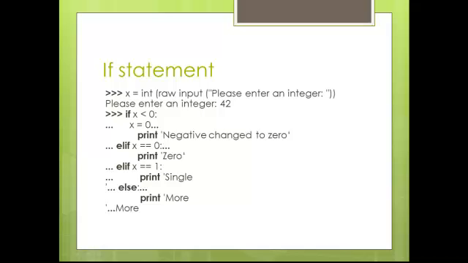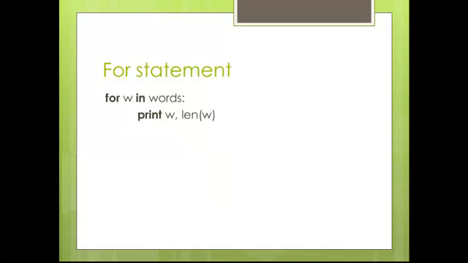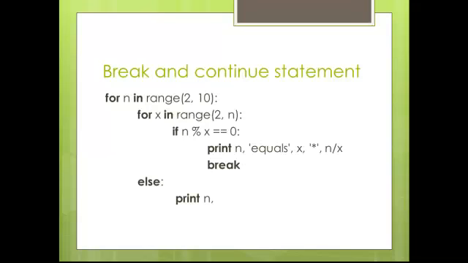As in other programming languages, the structure of the control structures in Python is similar to them. But here we are not using a semicolon to end a statement. It is just like this. This is how we implement a for loop in Python. And this is the break and continue statement that we use in Python.